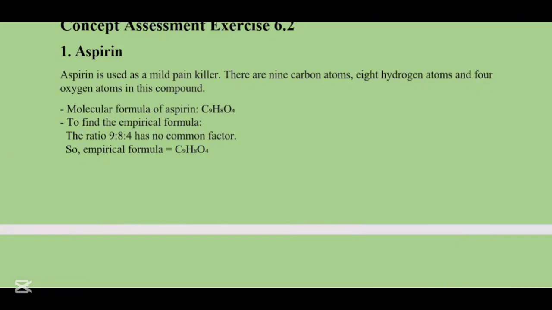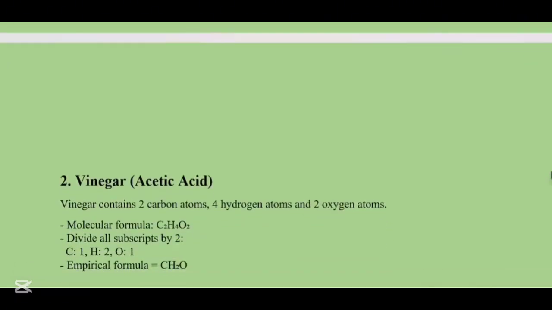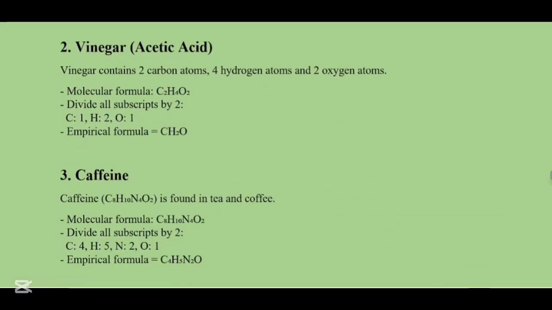The smallest value is 4, but you cannot divide 9 by 4. You can divide 8 by 4 but not 9 by 4. So this means that its empirical formula will stay the same, which will be 9:8:4, or it can stay as the molecular formula, which is C9H8O4. Another example is vinegar, which is known as acetic acid.